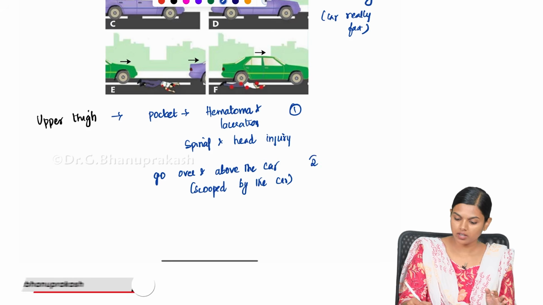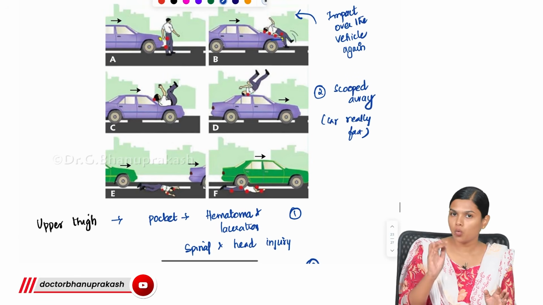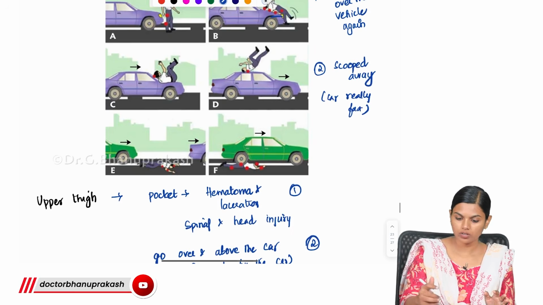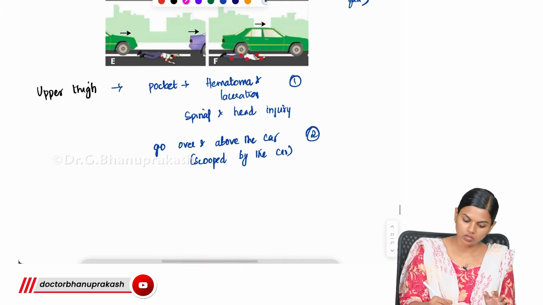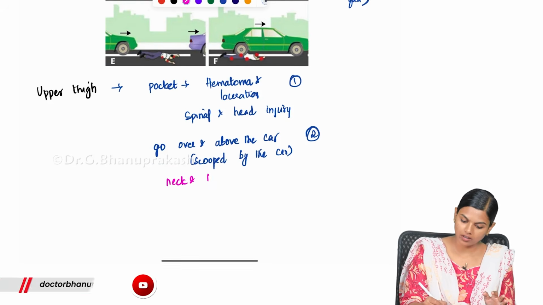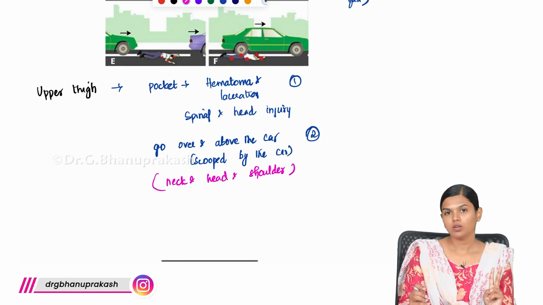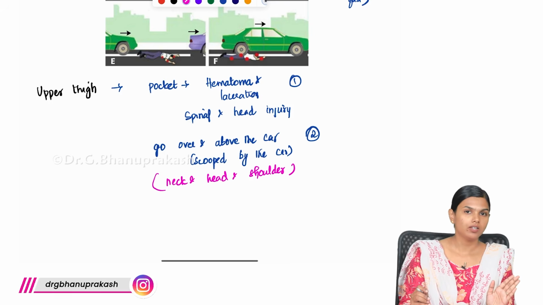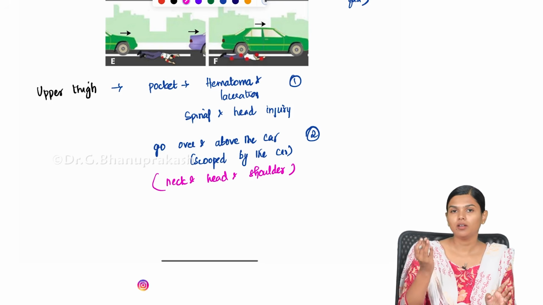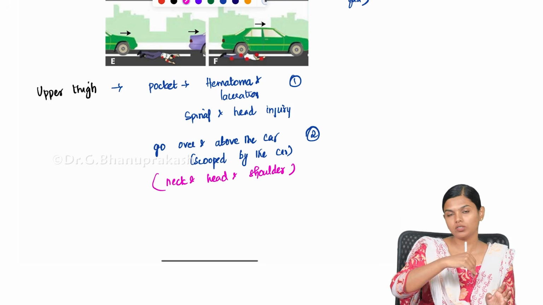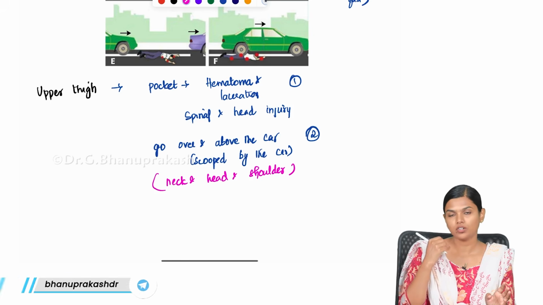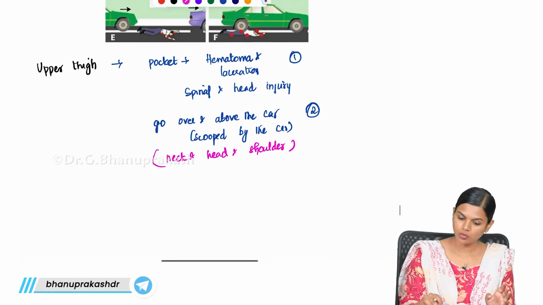This is the second scenario. In this, they mostly get injury over the neck and head and sometimes over the shoulder and upper back region. So this is the second type of secondary impact. If they simply fall over the vehicle, they will get injury over the head, thigh and all. If they get scooped up and hit the roof of the car, they will get neck, head and shoulder injury.